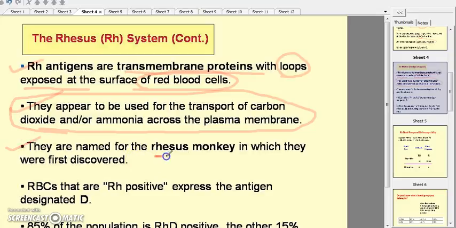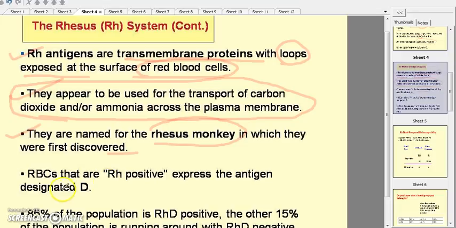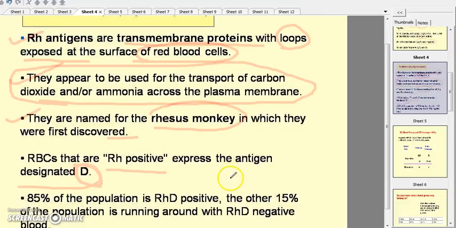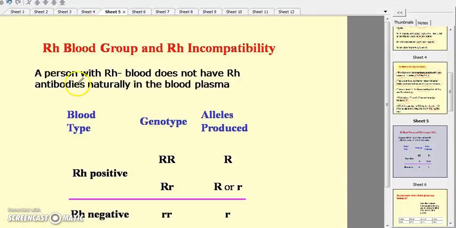They are named after the rhesus monkey in which they were first discovered. The RBCs that are Rh positive express the antigen designated as D. The Rh antigen is designated as D. 85% of the population is RhD positive, whereas 15% is Rh negative.